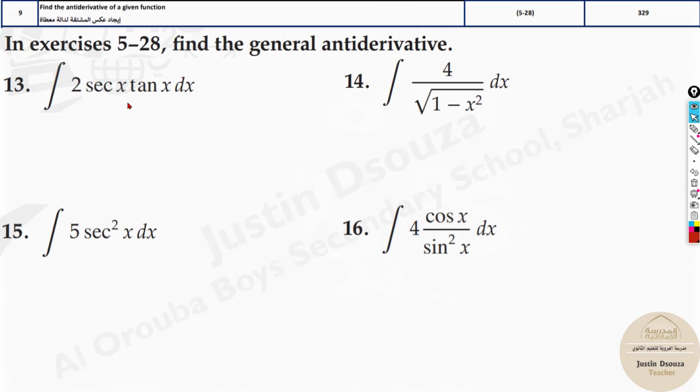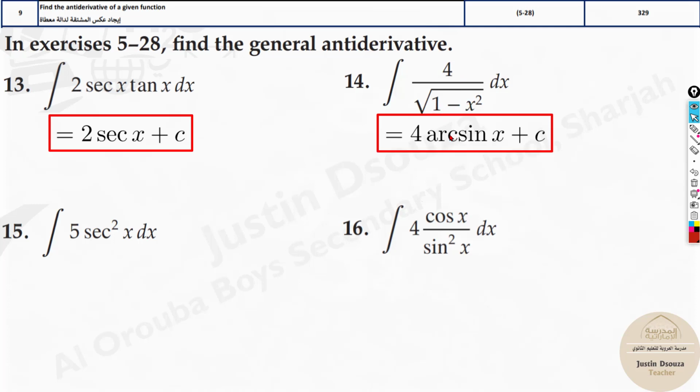Now, these are already simplified. You can't simplify anything, okay? If you remember the formulas of integrals, then you will know this is secant x. 2 remains, 2 secant x. This over here is sine inverse. So arc sine means sine inverse. 4 remains, it's a constant, plus c. Sine inverse or arc sine.